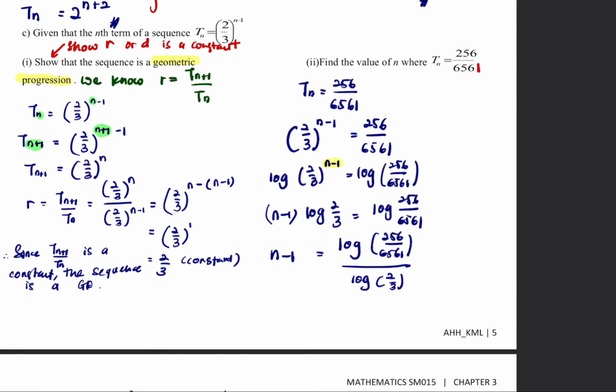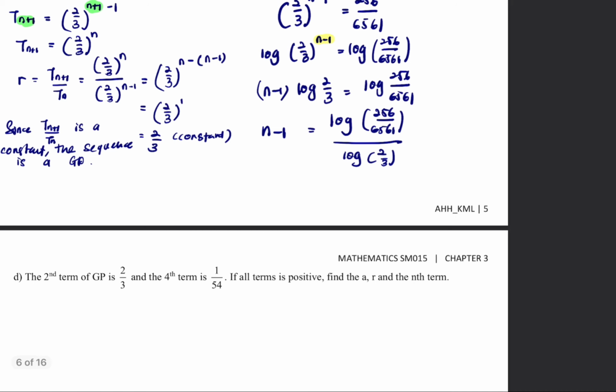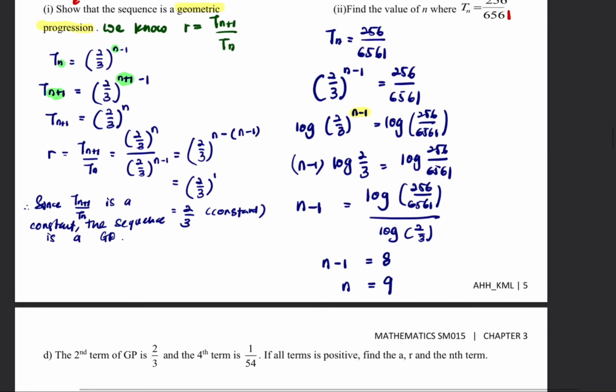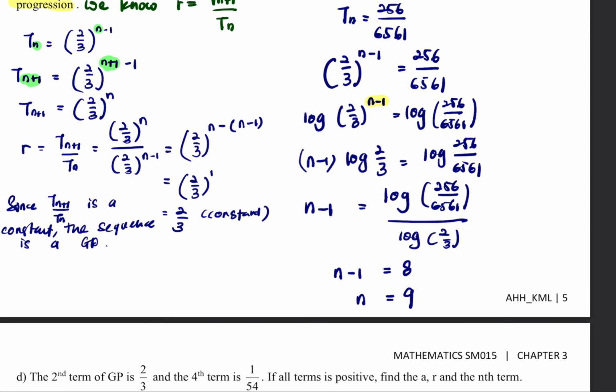Okay, tekan calculator dapat apa? So n minus 1 equals to 8. n is automatically equal to 9. Okay, so kalau base tak sama, we can log both sides. But actually, kalau kamu tengok betul-betul, 256 over 6561 ni sebenarnya boleh juga disamakan base dengan 2/3. Okay, or (2/3)^(n-1).